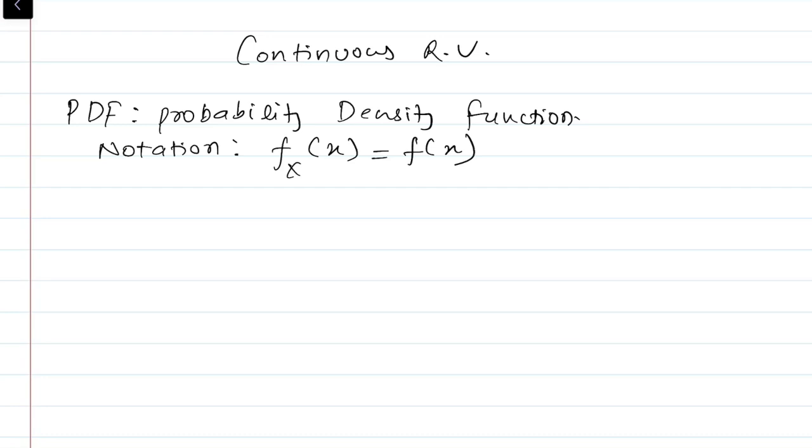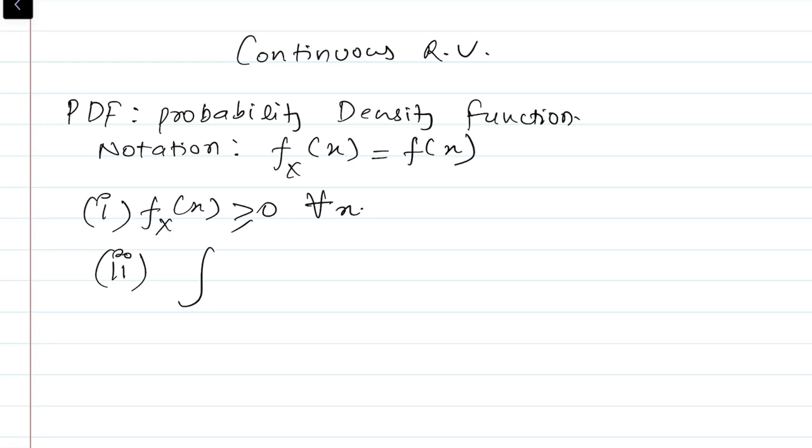Now the definition of PDF is again the same. f(x) should be greater than or equal to 0 for all values of x. This is the first condition, and for the second condition, we use integration in this case because the function is continuous, so the integration should be equal to 1. In the discrete case, we had the summation of f(x) equal to 1, but in continuous, the integration of f(x) should be equal to 1. Now let's do one problem.